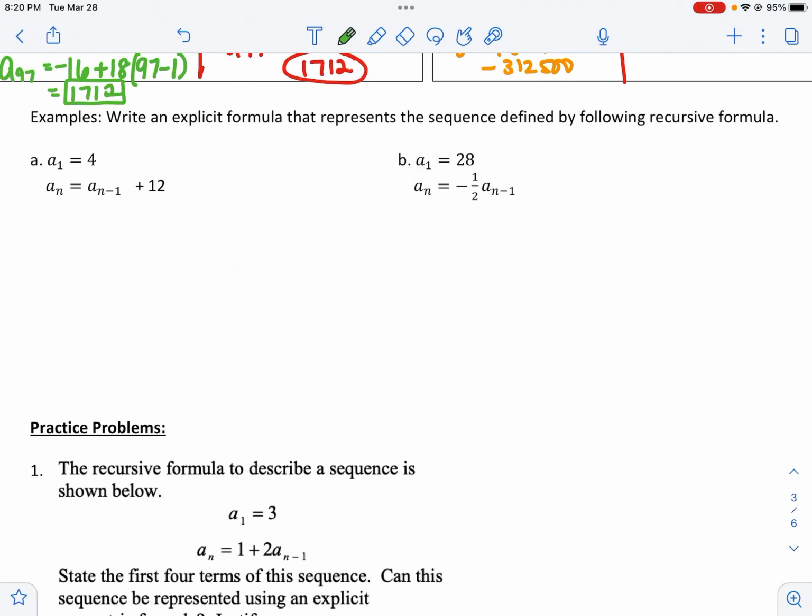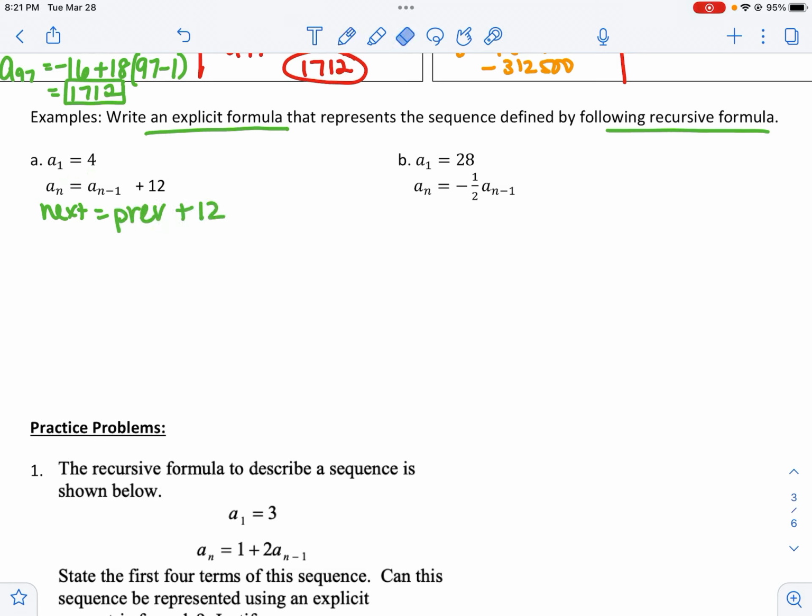Now we're going to bring together what we were doing with recursive formulas by writing an explicit formula that represents the sequence that's defined by a recursive formula. So this first one, A, tells us that the first term is 4. The next term is equal to the previous term plus 12.